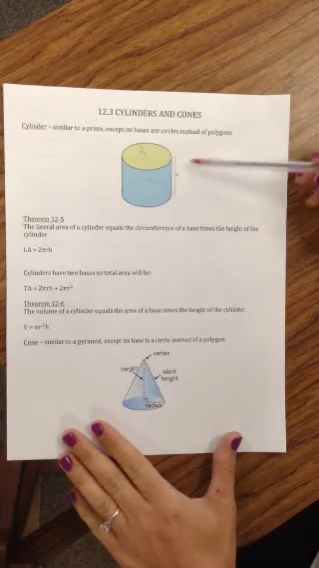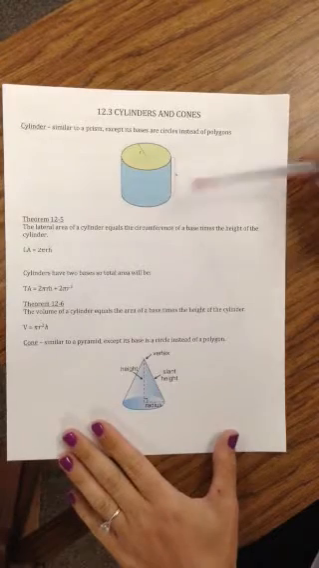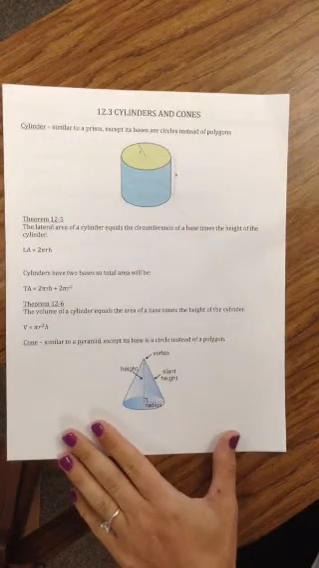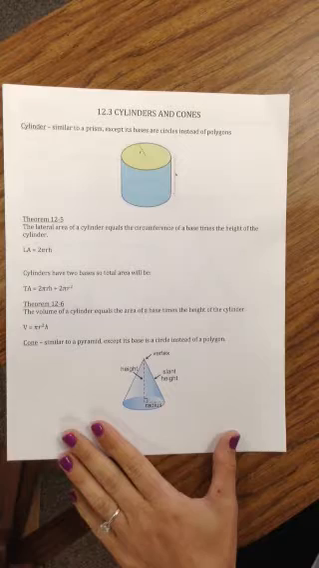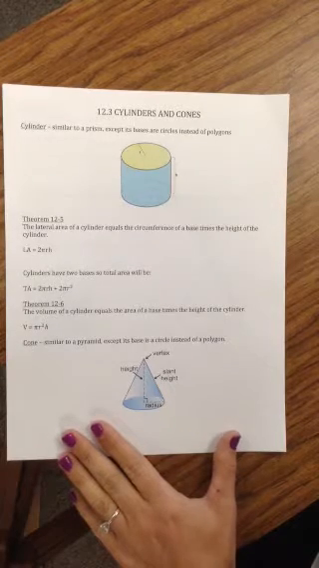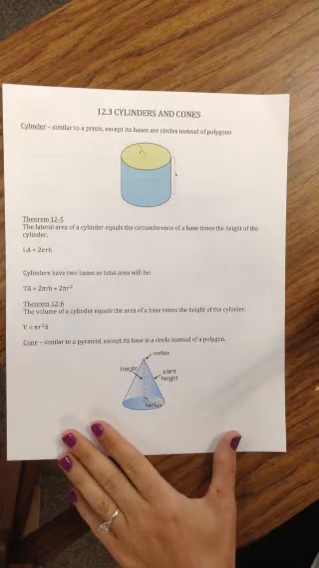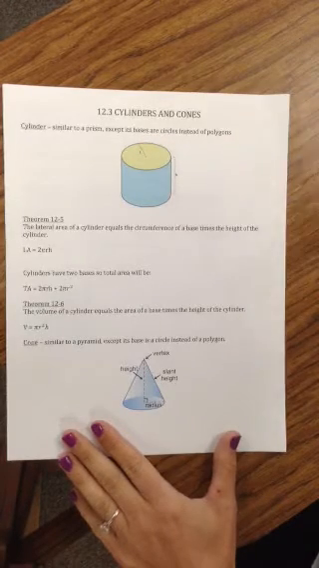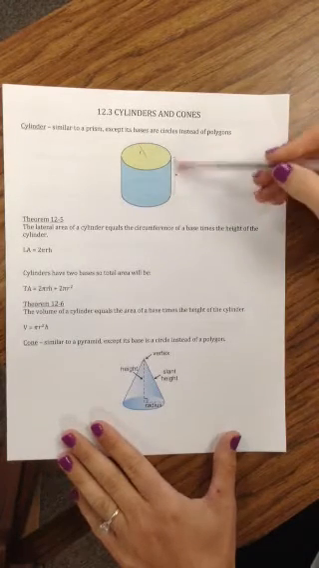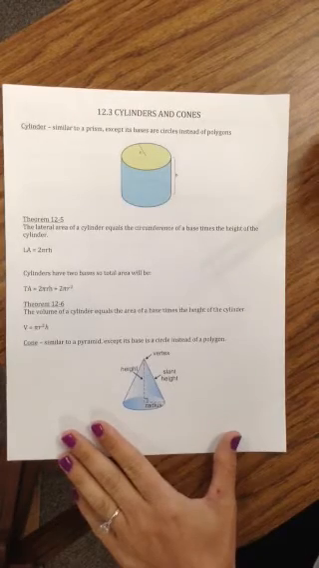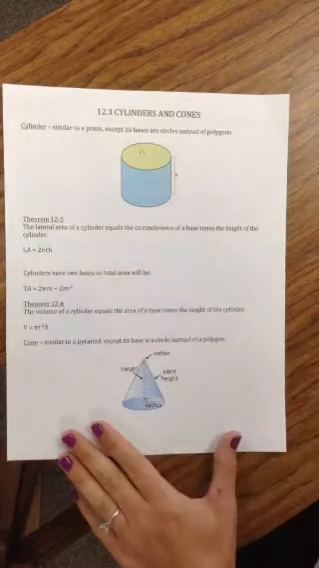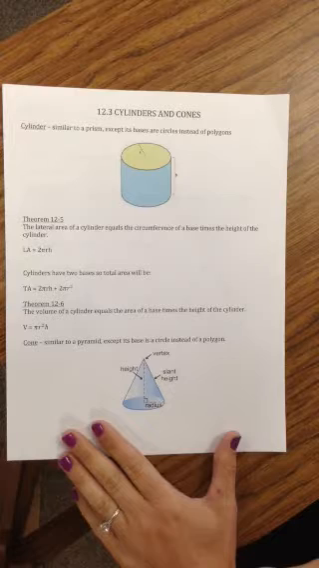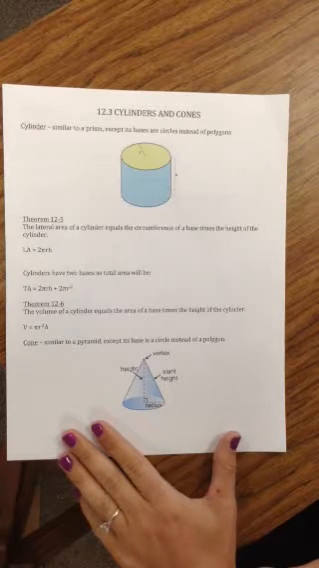Okay, so we start out talking about cylinders. Our definition just says it's similar to a prism except its bases are circles instead of polygons. There are really only two measurements you need to know about in a cylinder: the radius, which is the radius of the circle that is the base, and then the height of the cylinder itself. Okay? Now, Theorem 2.5 tells us the lateral area of a cylinder equals the circumference of a base times the height of the cylinder.